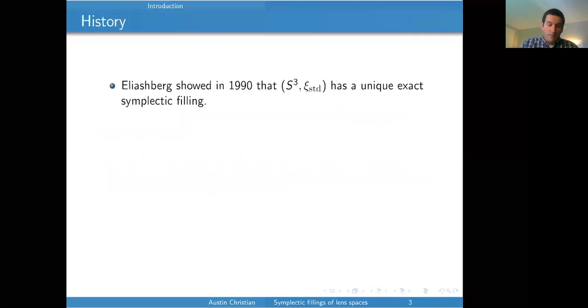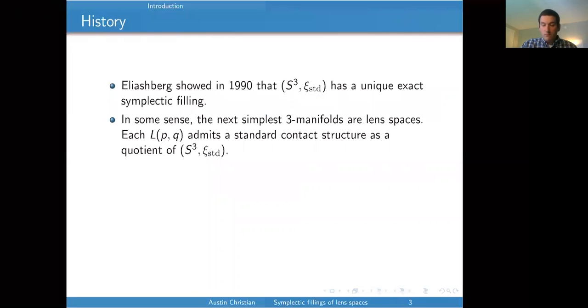So we can start with a little bit of history of this problem. Eons ago, in the 90s, Eliashberg showed that the unique up-to-isotopy tight contact structure on S3 has a unique exact symplectic filling. I didn't write down what this is, but I guess we gave it as an example last time. It's the 4-ball with its standard Liouville form. Now, today we're only going to work up to diffeomorphism, so you could take this as saying any exact filling of the 3-sphere is diffeomorphic to the 4-ball. Eliashberg showed something stronger, but we will just work up to diffeomorphism today.